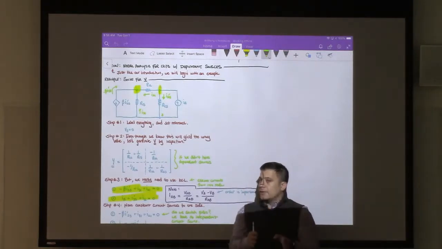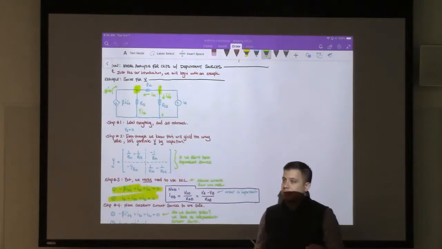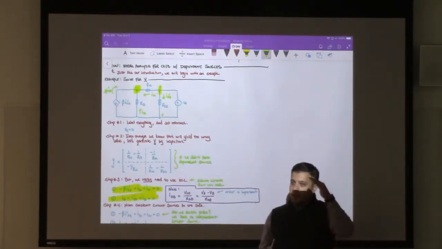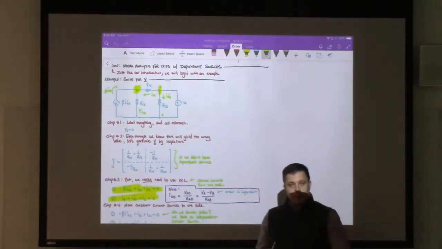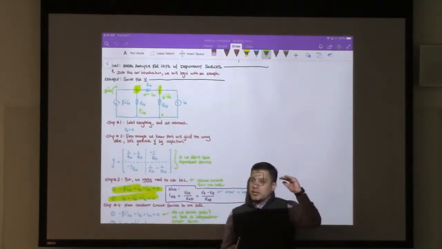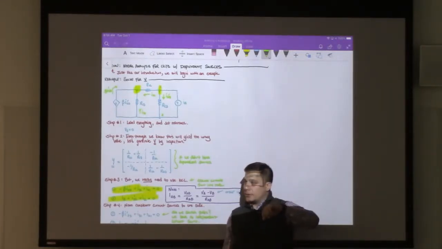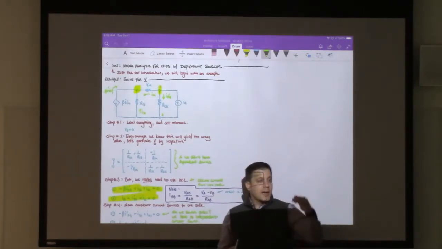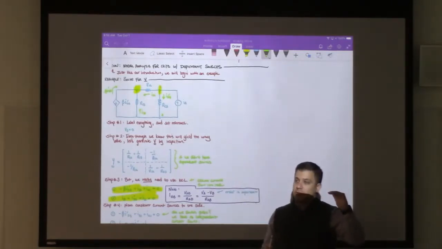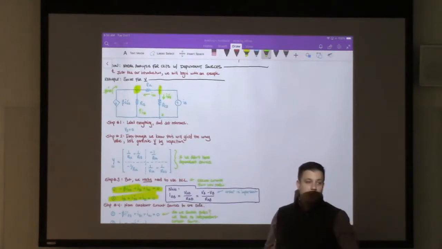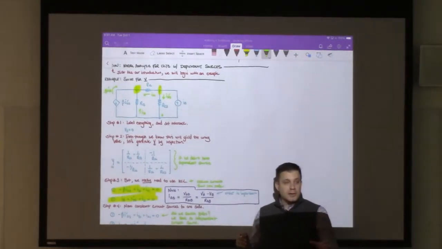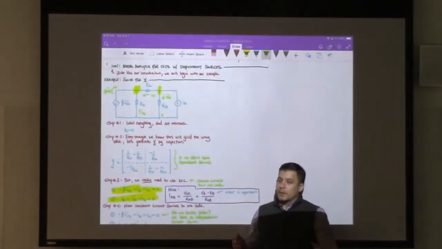The current vector is easy to generate. If you consider the rows to be the node numbers, 1, 2, 3, 4, 5, 6, whatever, then each element of the current vector is just the independent current flowing into that node. So you look at all the different nodes. If it has an independent current source attached to it, then you put in the value of whatever current is flowing into the node. If there is no independent current source attached to it, then that would be a 0.